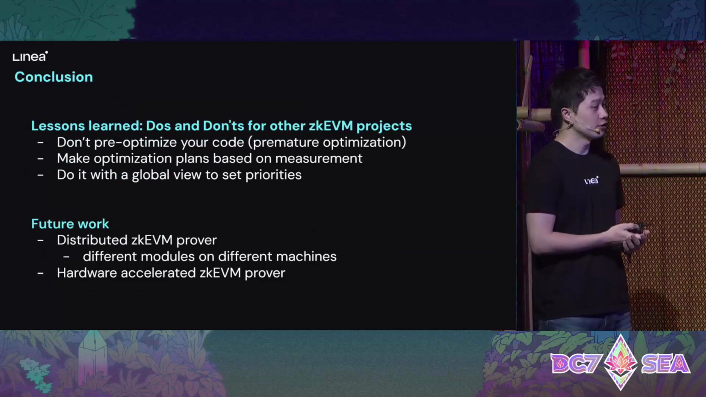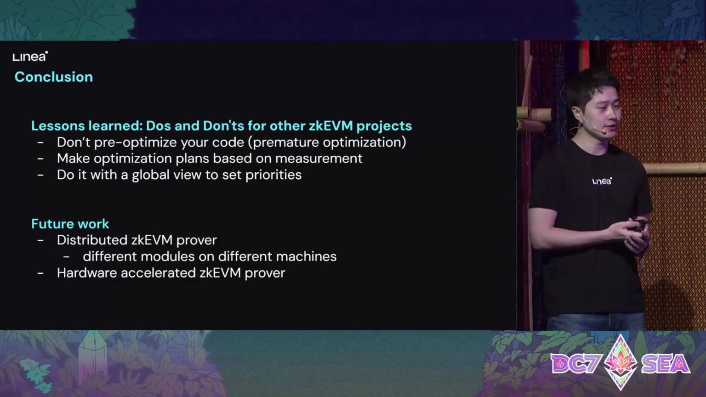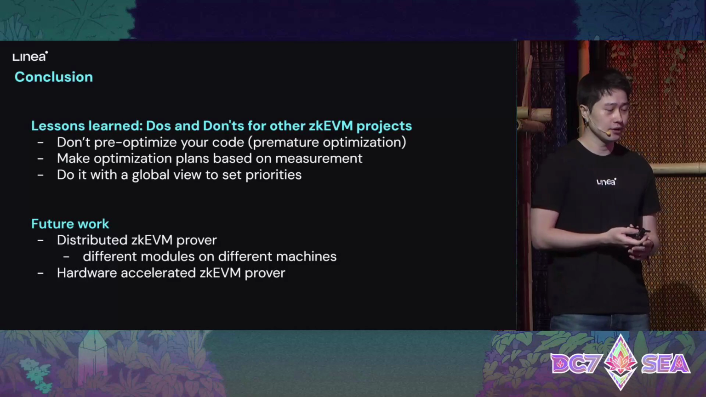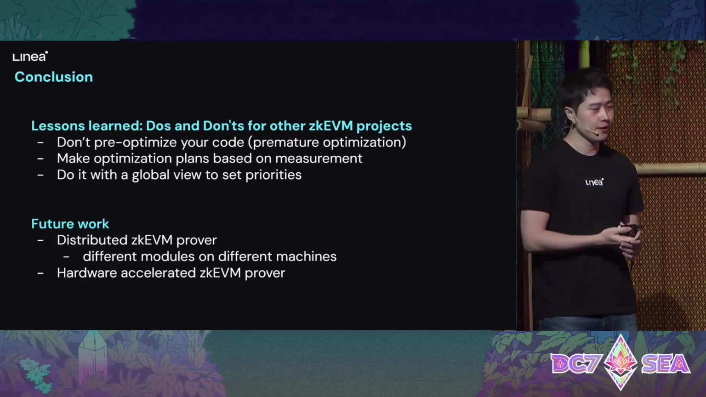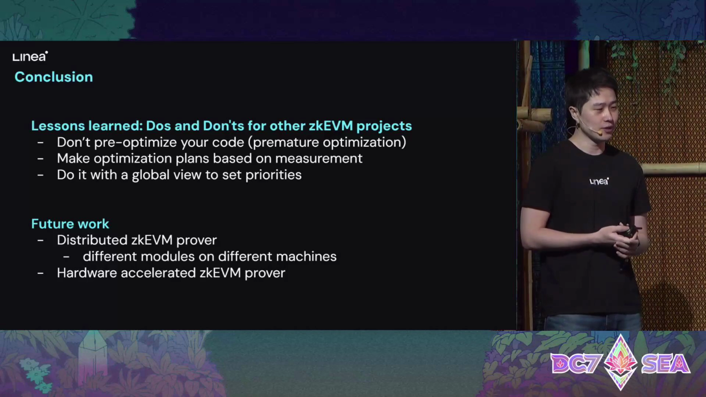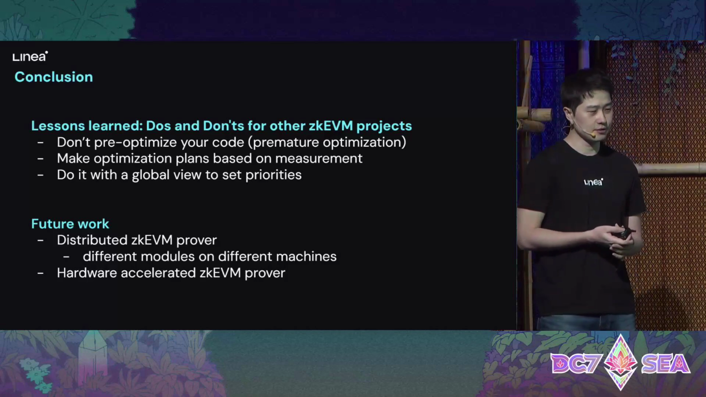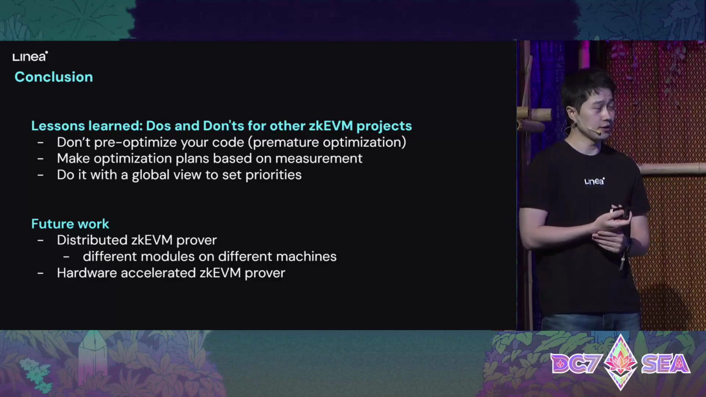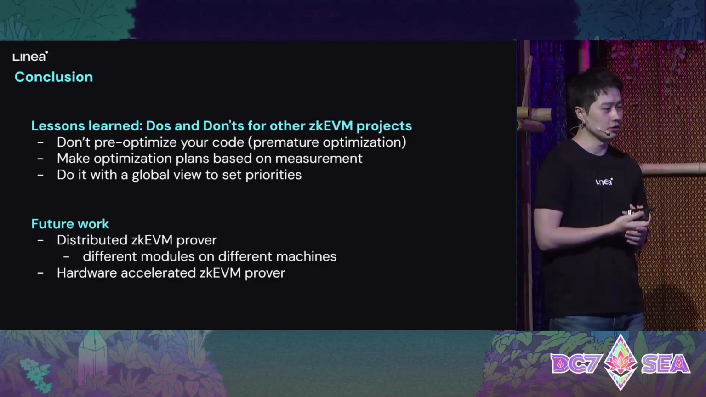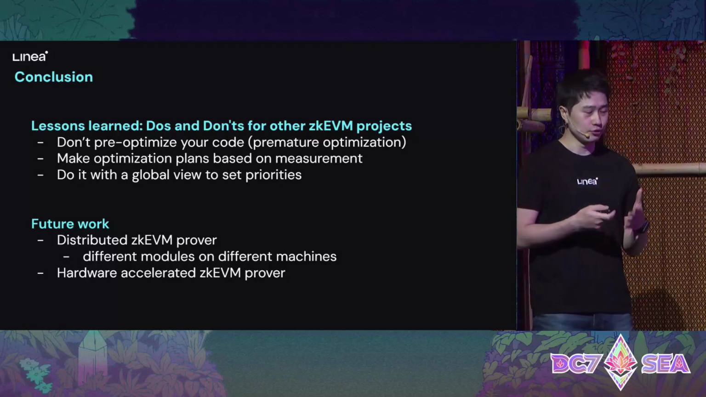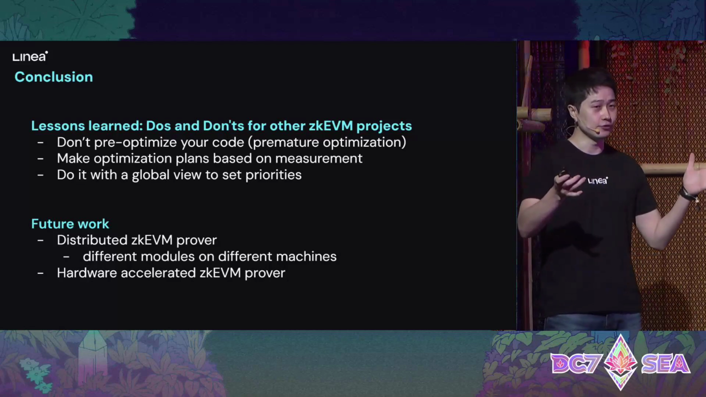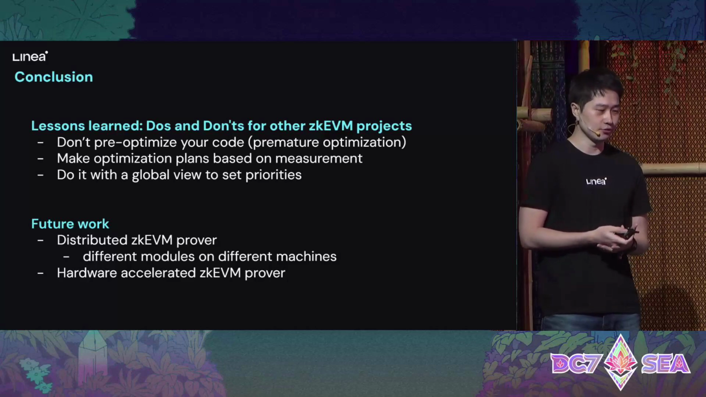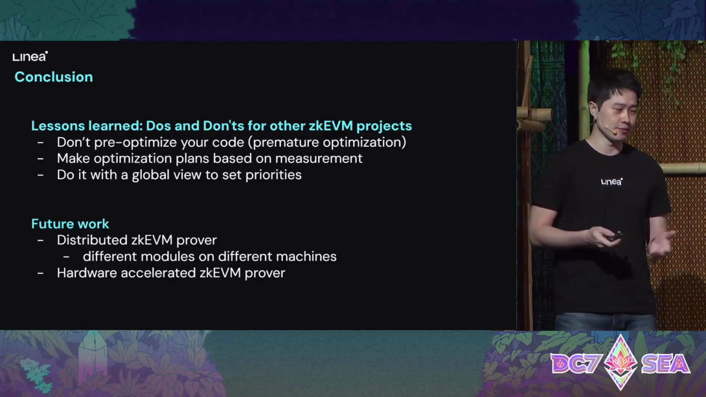And some lessons we learned: please do not pre-optimize your code unless you fully understand your code. So I strongly recommend that you make optimizations only based on your measurement. And instead of doing this with a local view, you need someone to have a global view so that you can set priorities for optimizations.